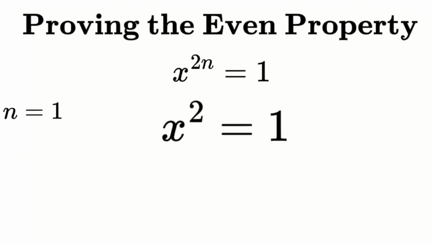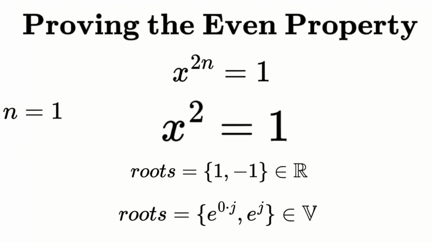First, let's prove the even property. Let's take an equation of the form x raised to 2n equals 1, where n is an integer. This equation has 2n roots according to the fundamental theorem of algebra. Let's test for n equals 1. So the equation becomes x squared equals 1. As we know, this equation has two roots, +1 and -1, or in the virtual system, its roots will be e raised to 0 times j or e raised to j.